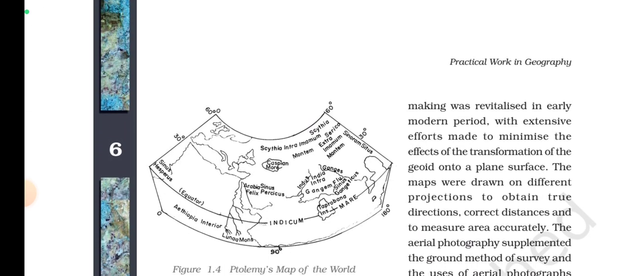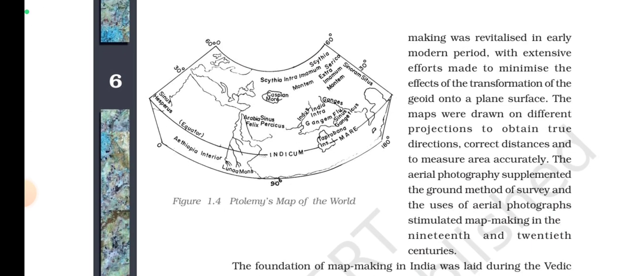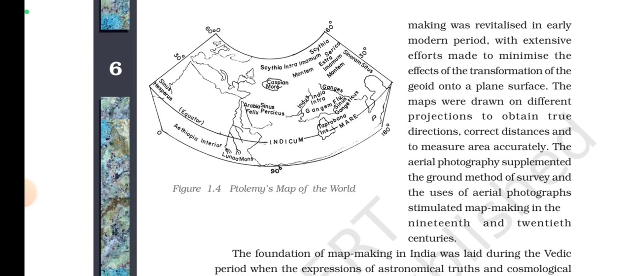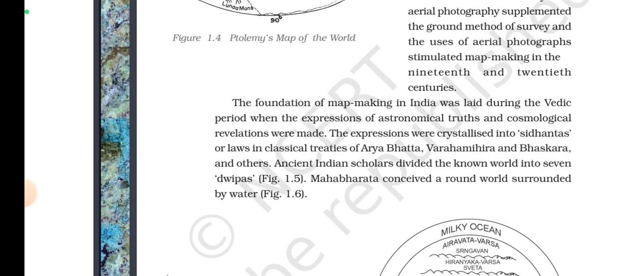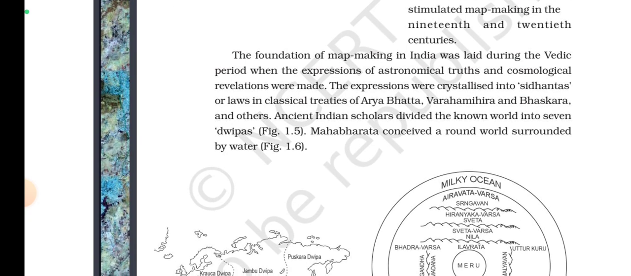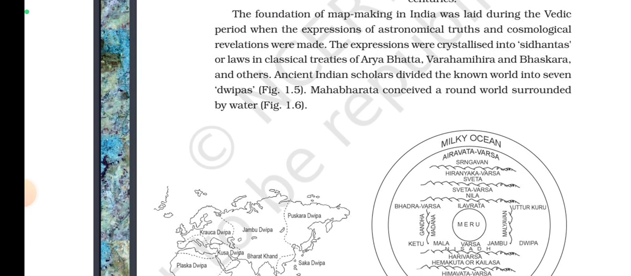The art and science of map making was revitalized in the early modern period, with extensive efforts made to minimize the effects of the transformation of the geoid onto a plane surface. The maps were drawn on different projections to obtain true directions, correct distances, and to measure area accurately. Aerial photography supplemented the ground method of survey, and the uses of aerial photographs stimulated map making in the 19th and 20th centuries.